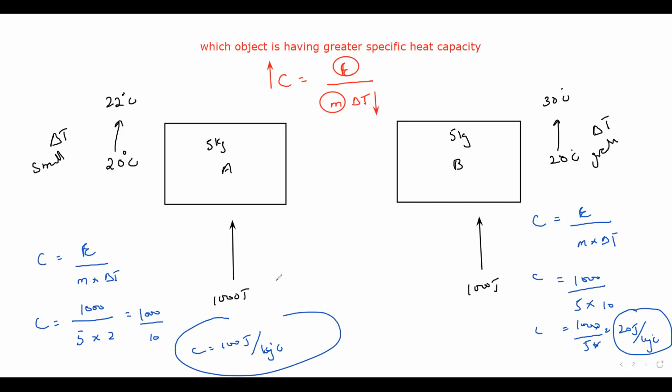So those objects which show a smaller change in temperature, when we supply an equal amount of energy, will have a greater thermal capacity. So without calculation, it can be done just using the formula, or if you want to calculate and work out, you can also use that. Is it clear? The concept of the thermal capacity or specific heat capacity?